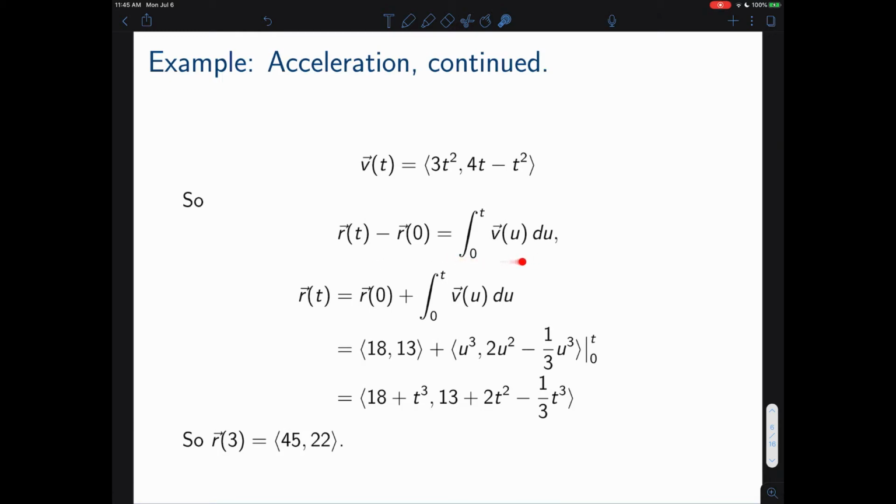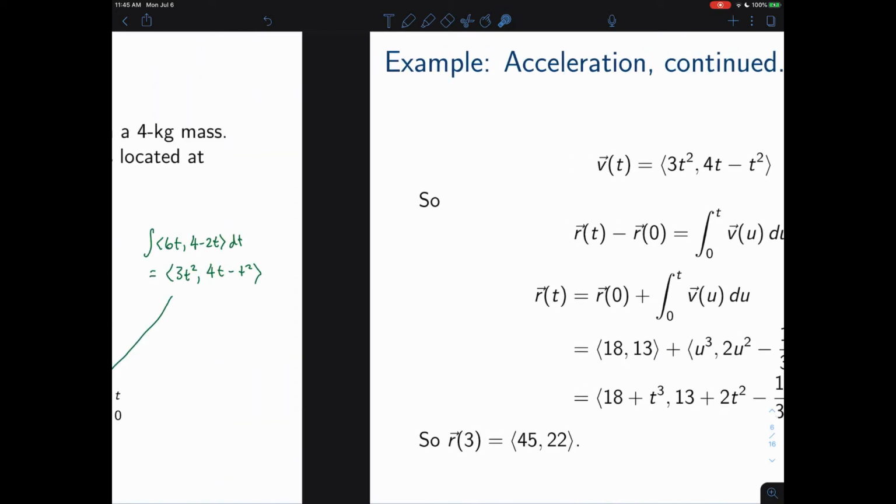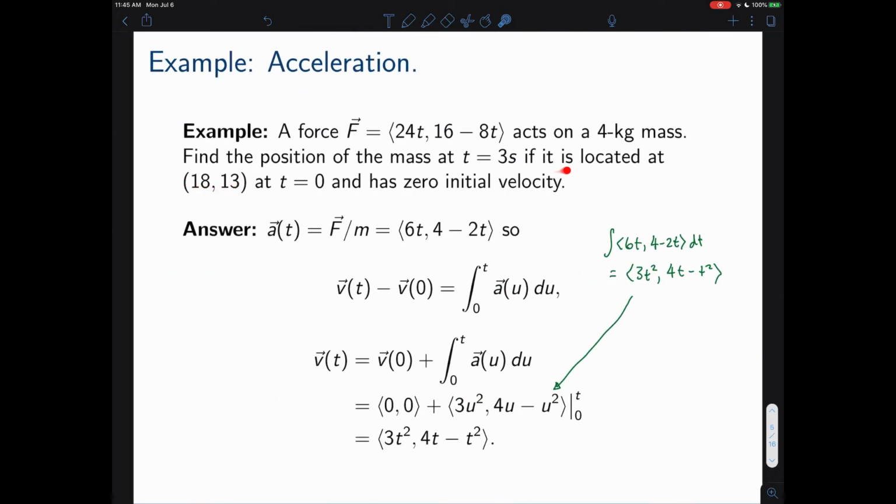What's written here is the fundamental theorem of calculus. The integral is subtraction of antiderivatives. So we can fix that subtraction by adding the r of 0 onto the other side and integrating the velocity. So r of 0 was given, the initial position was given to be the point 1813. That was here. It said located at 1813 at t equals 0.